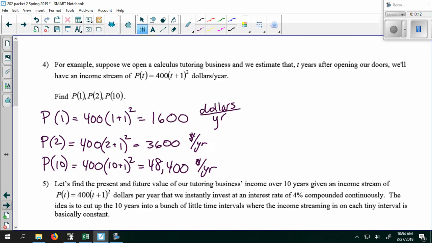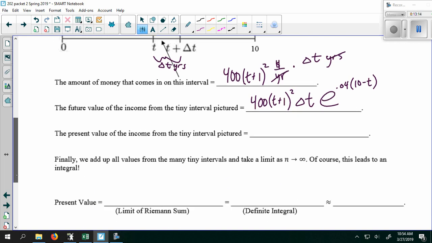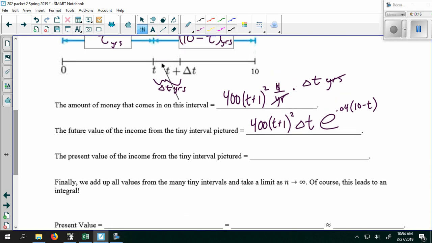So we have a subtle shift of how we're viewing the amount of money that comes in on this small time interval. We were thinking of it as a present value and projecting it forward. Now we're going to think of it as a future value, and I want to go backwards in time. So think of it as a future value, and I'm trying to go back to what it was worth at time 0. So take the amount of money, 400 times (t plus 1) squared delta t.